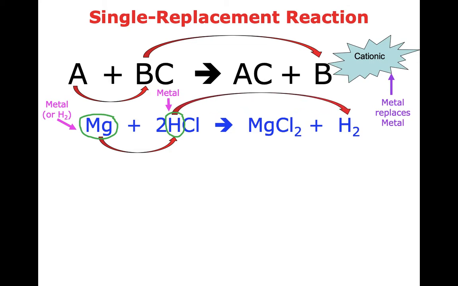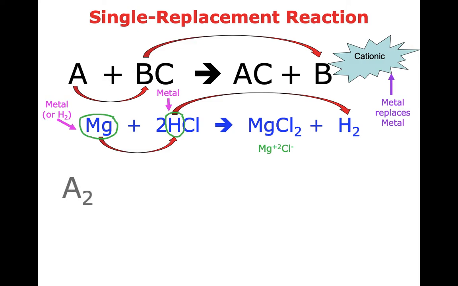And when it's written by itself, it is diatomic. It's one of our magic 7. It's one of our diatomic pure elements, so it's going to have to be written as H2. And then the magnesium is going to join with the chlorine, keeping in mind that magnesium is a +2 and chlorine is a -1, switch and drop, so our formula is written as MgCl2. And you do have a 2 in front of the HCl to balance out this particular reaction. So this is going to be a cationic single replacement reaction.